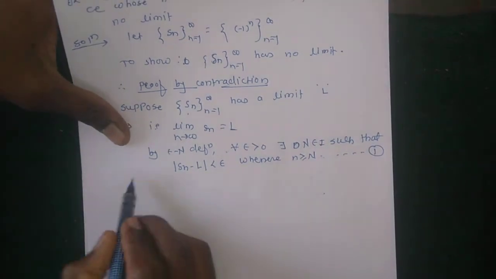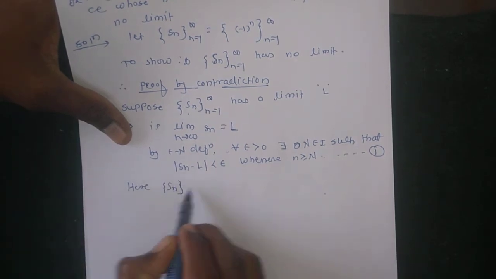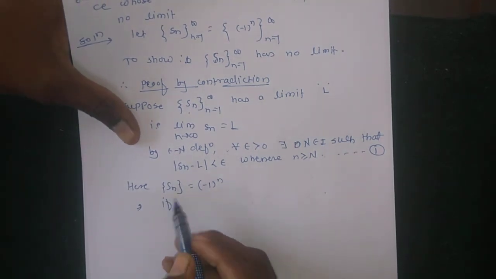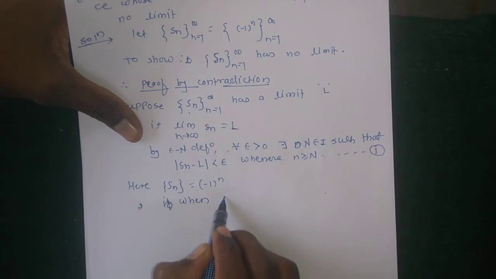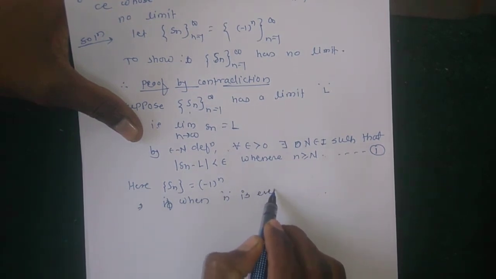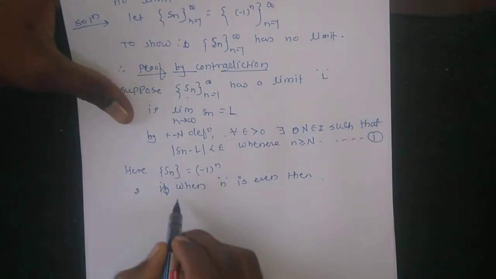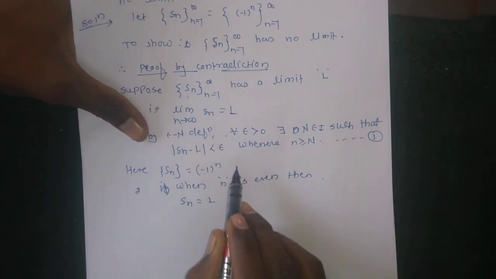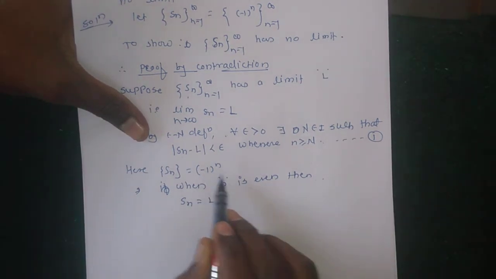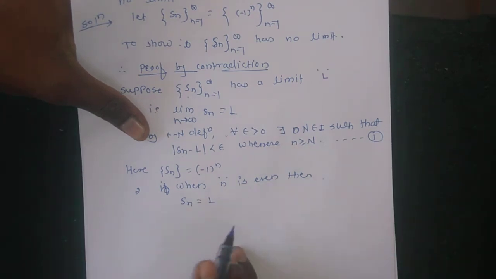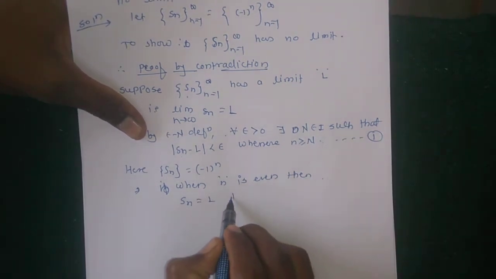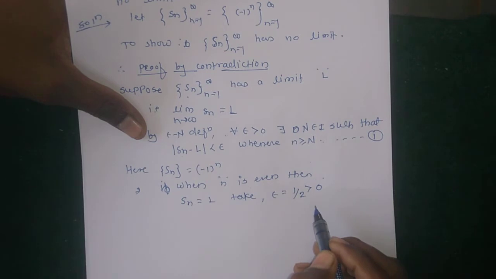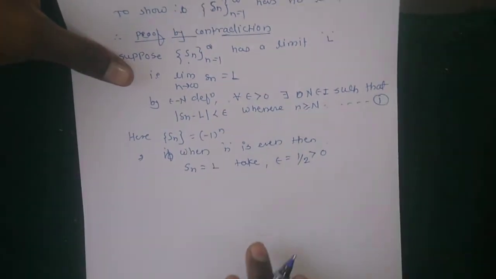Here the sequence Sn is equal to minus 1 raised to n, which implies that when n is even, then Sn is 1 only. If n is even, then minus 1 raised to any even power has the value 1. So Sn is equal to 1. Then take epsilon equal to 1 by 2, which is greater than 0.